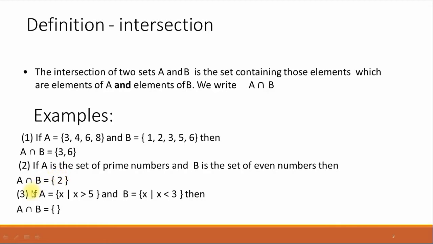Now another example: if A is a set of all elements x such that x is greater than 5, and B is another set of all elements x such that x is less than 3, then there is no common element in these two sets, because A contains all elements x greater than 5 and B contains those elements which are less than 3. So in this case, the intersection of these two sets will be empty.